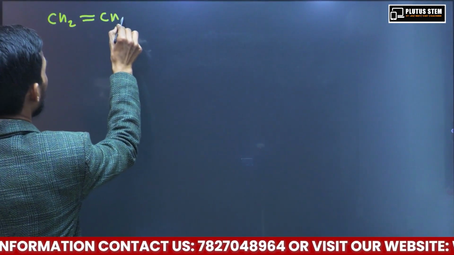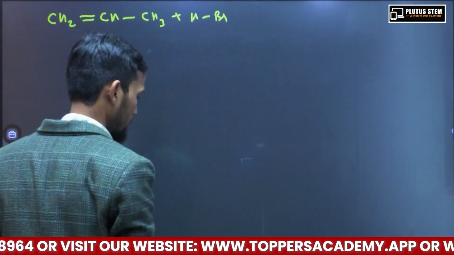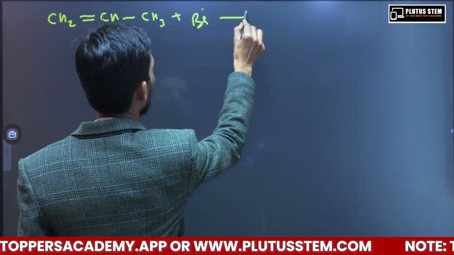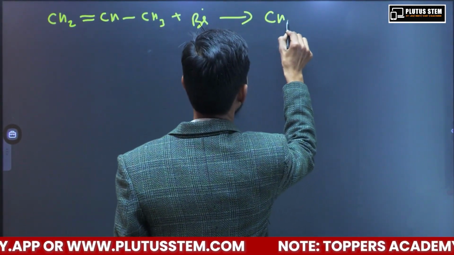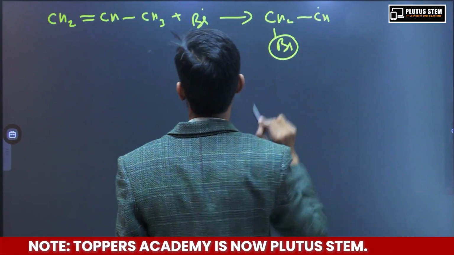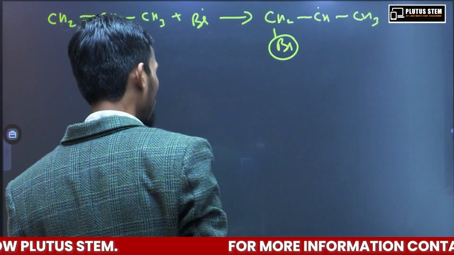CH2=CH-CH3 plus HBr, sorry, plus Br free radical will give us CH2Br, this one, yes or no? Over here a free radical, CH free radical and CH3. So now what will happen?